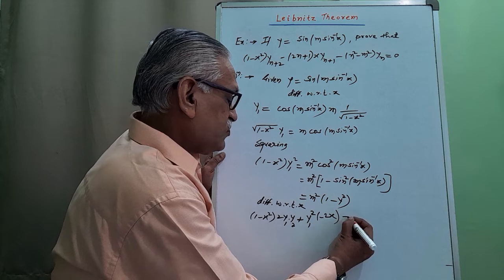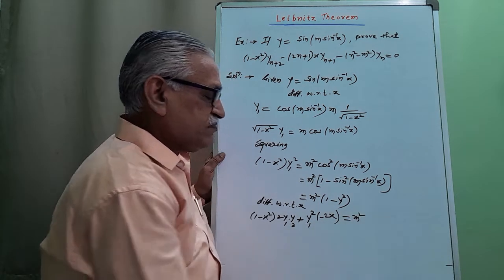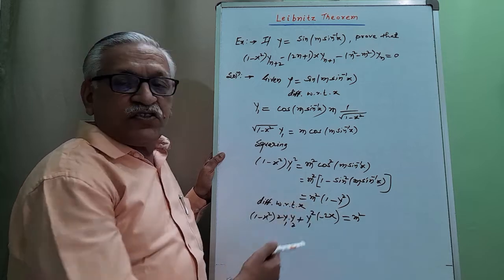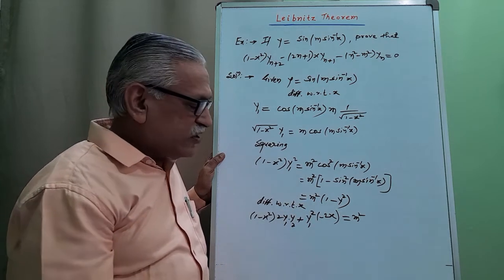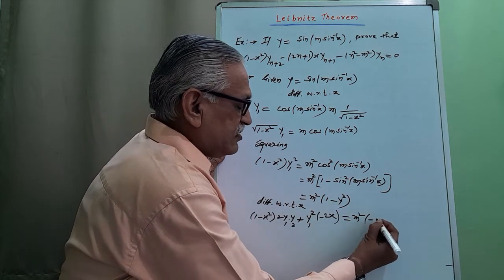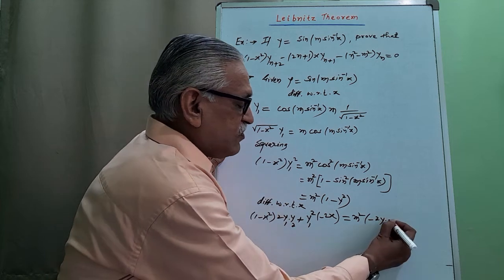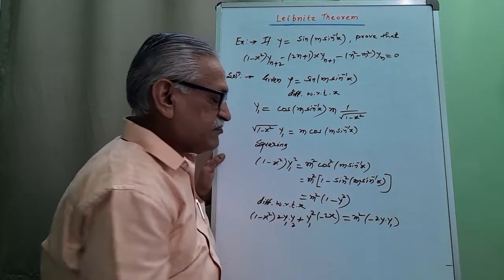And that is equal to m square constant term; differentiation of this 1 minus y square with respect to x, as it is a function of x, its differentiation is minus 2y, chain rule, differentiation of y is y1.